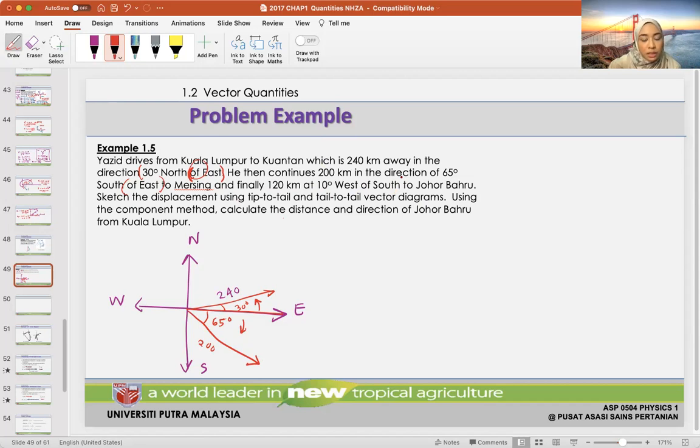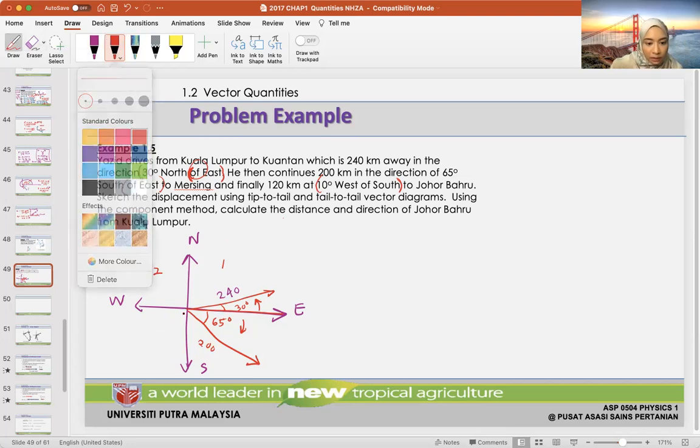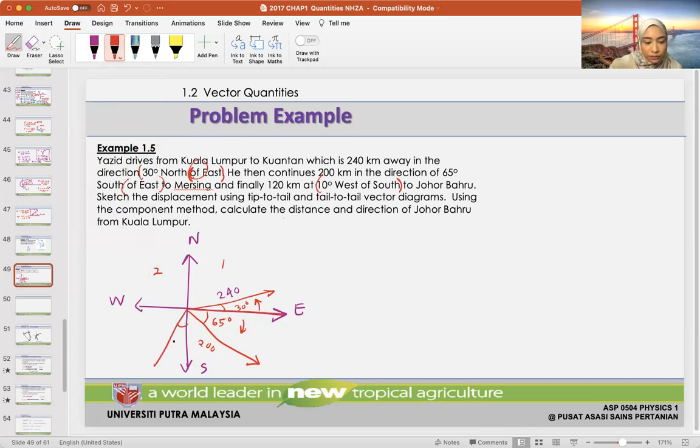Okay, now my question to you is, how should I draw this? 10 degrees west of south. How should I do it? Which quadrant? Third quadrant. The third quadrant. So this is 1, 2, 3, third quadrant. Okay, so where should my angle touch? Should I touch the west or the south? South. So you should touch the south, and that becomes 10 degrees over here.